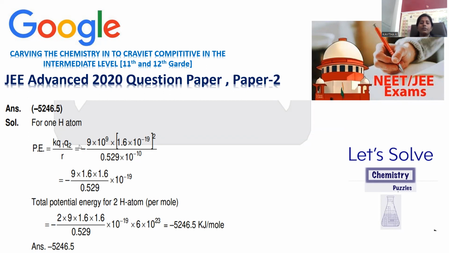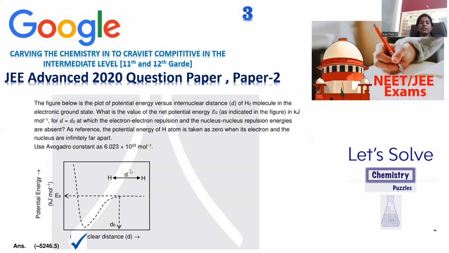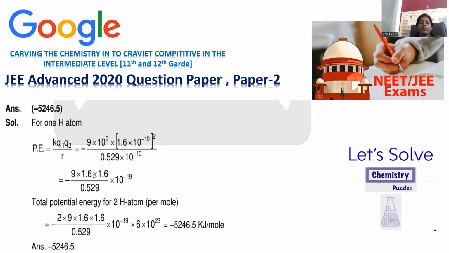Okay, Q1 and Q2 values are exactly equal, since it is a symmetrical hydrogen system, so it will be (1.6 × 10^-19)^2, because Q1 and Q2 are both equal, so both values are taken to the power 2, right? And the radius of the hydrogen atom is given as 0.529 × 10^-10, since it is the ground state electronic configuration. So the radius is 0.529 × 10^-10, right? So this is the case.